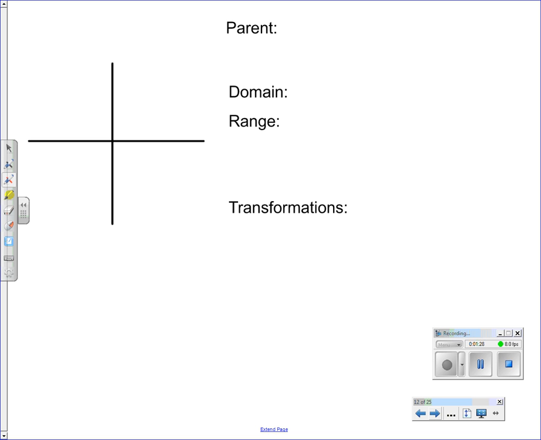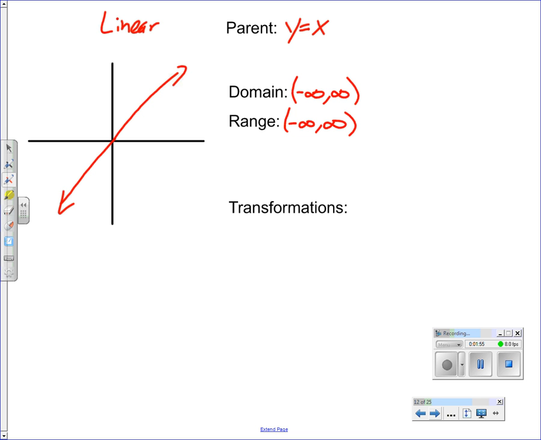So first one we'll go over is our linear function, which has parent function y equals x. So our graph for the linear function is a line. The parent function has slope of 1, y-intercept 0. Domain and range are both going to be all real numbers for linear function. So these are not going to change no matter what transformation we put on the function. We'll always have our domain and range for all real numbers for linear function.